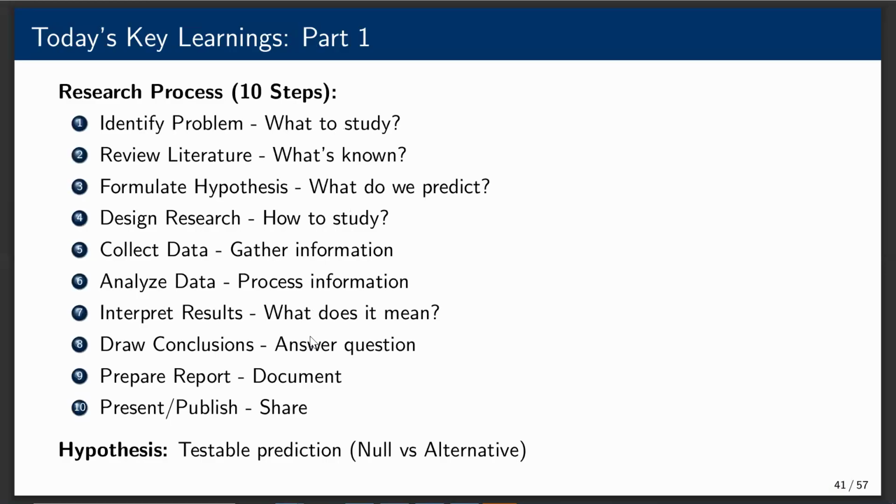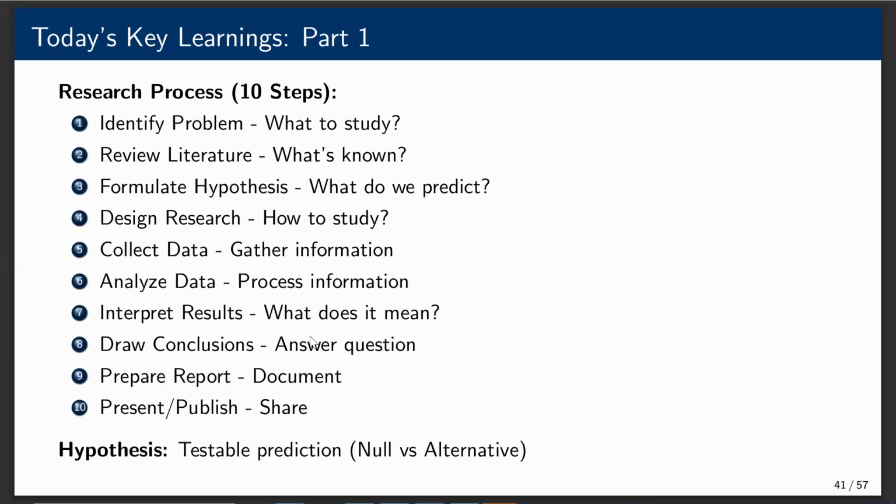So now, what are today's key learnings we have learned so far? First is the research process, which involves 10 steps. First is identify the problem, what to study. Review literature, what is known. Formulate hypothesis, what do we predict. Design research, how to study. Collect data, gather information. Analyze data, process information. Interpret results, what does it mean. Draw conclusion, answer questions. Prepare report, that is document. Present and publish, that is share the research output.